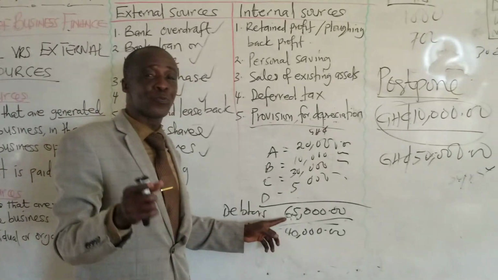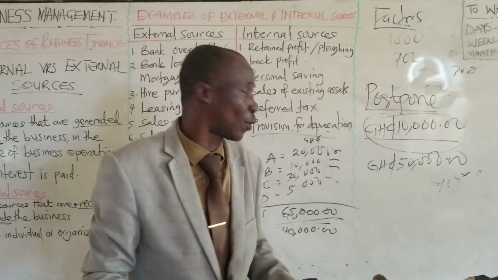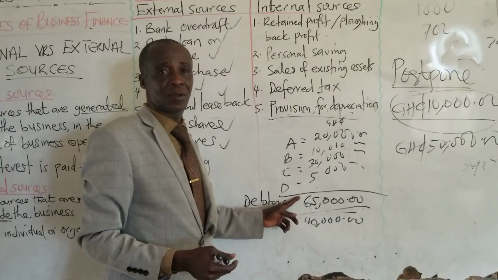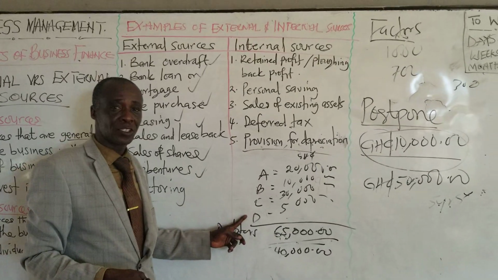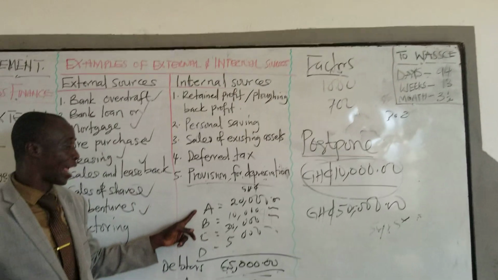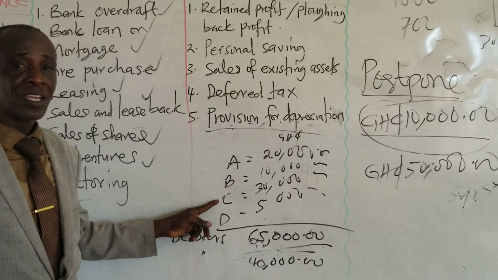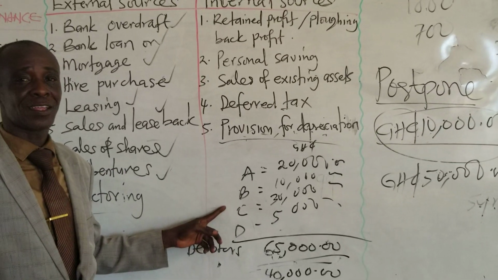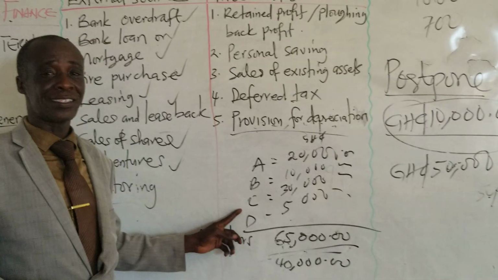Then the onus will be on the factor to go around. Now you have assigned responsibility of collecting the money from your debtors to the factor. So the factor can come to Mr. A and take the money, to B and take the money, to C and take the money. If they don't pay, legal action can be taken against them.